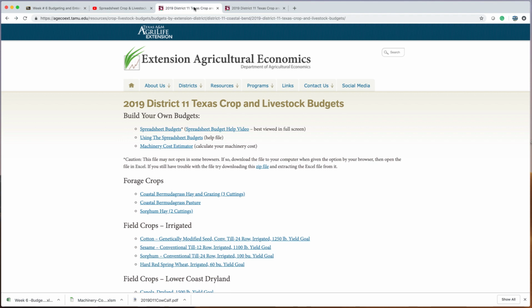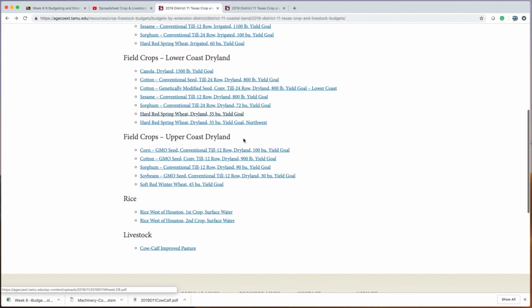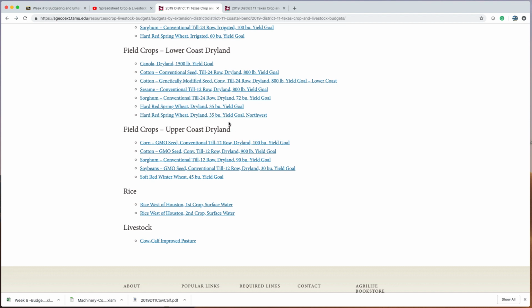Now, when you come to the enterprise budgets page, everything's organized by district. So I pulled up District 11, which I believe is the Coastal Bend area. But if you go through here, you'll see different budgets already done. So if you're a producer and you have any of these commodities, this is a great way for you to pull this up and look at what the normal revenue and cost expectations are. You can then change the values based on your needs.